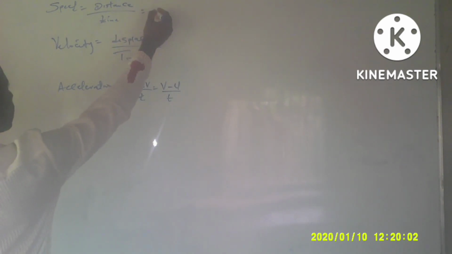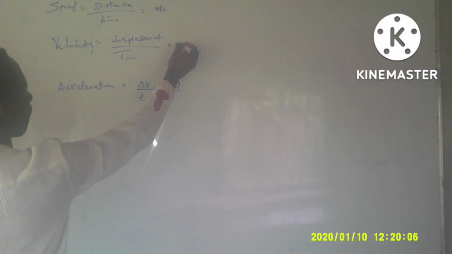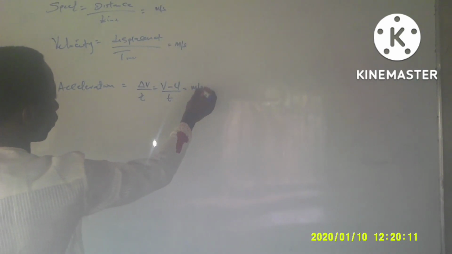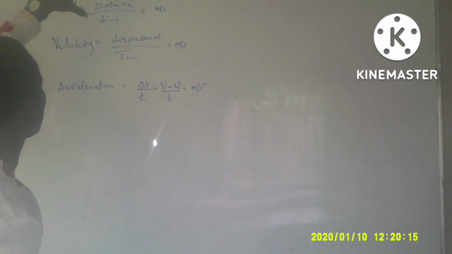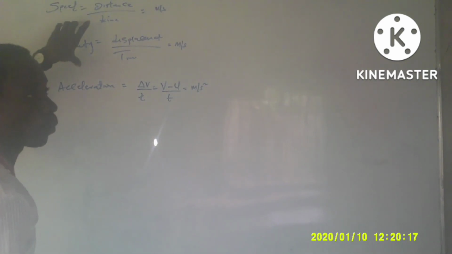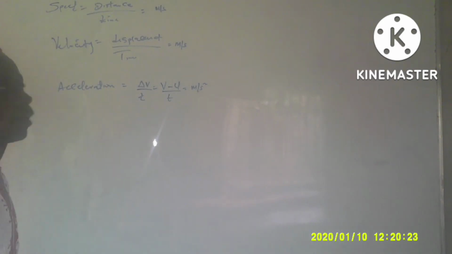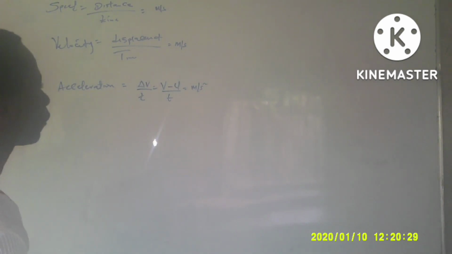So the unit of speed is meter per second. The unit of velocity is meter per second as well, while the unit of acceleration is meter per second squared. What is the difference between speed and velocity? Speed is a scalar quantity, velocity is a vector quantity. Speed has no direction, distance has no direction. Displacement has direction. Speed and velocity have the same unit, meter per second, while acceleration is meter per second squared.